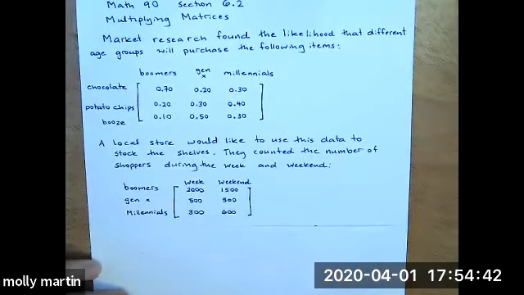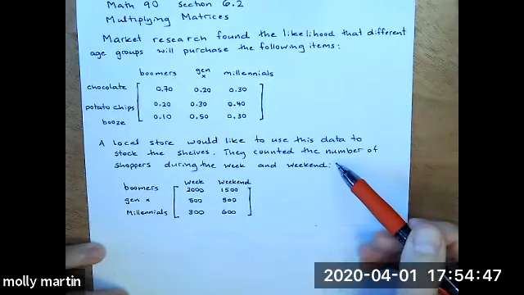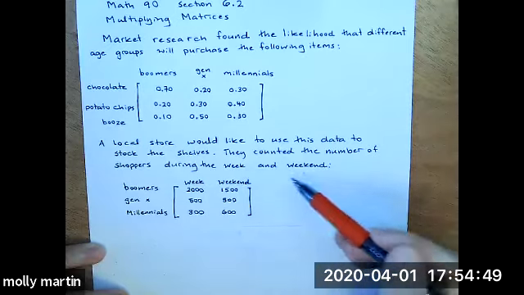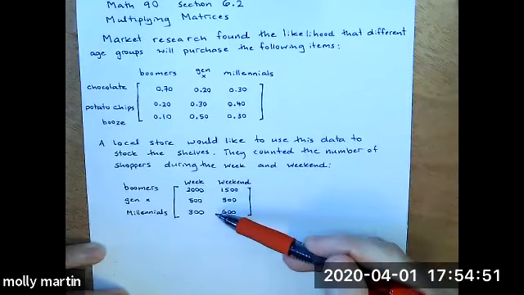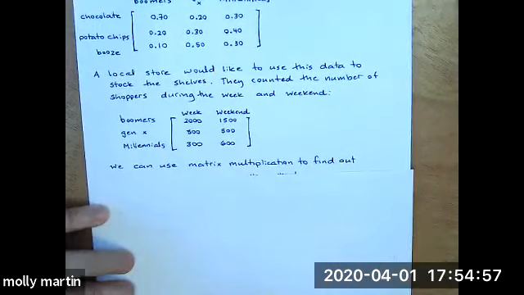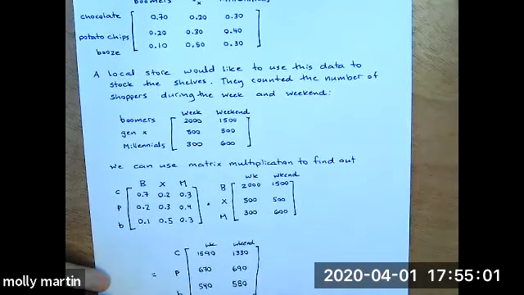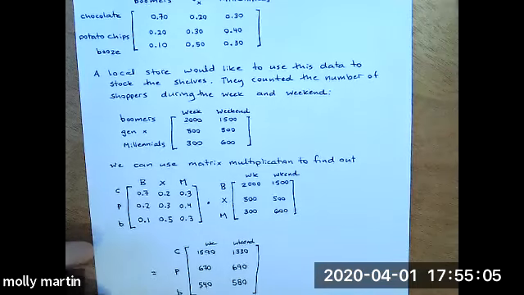A local store would like to use this data to stock the shelves. They counted the number of shoppers during the week and the weekend. So we can use matrix multiplication to find out how much of each item they should stock.